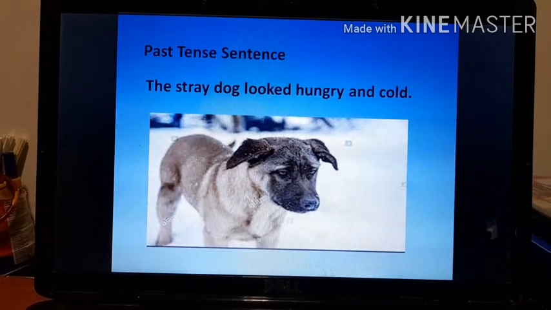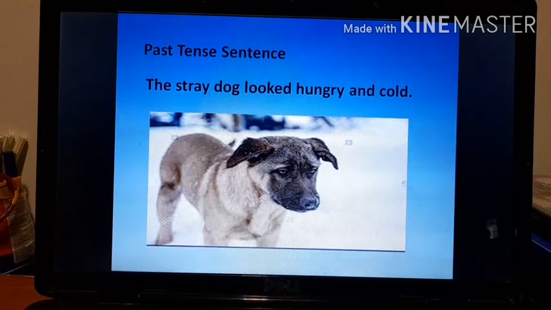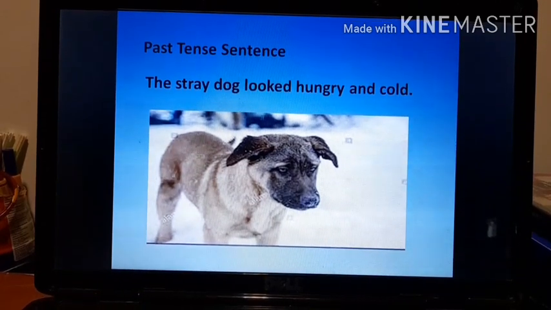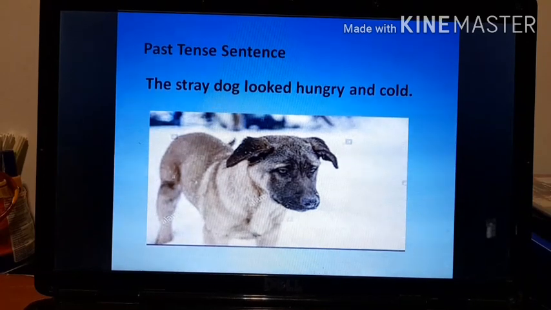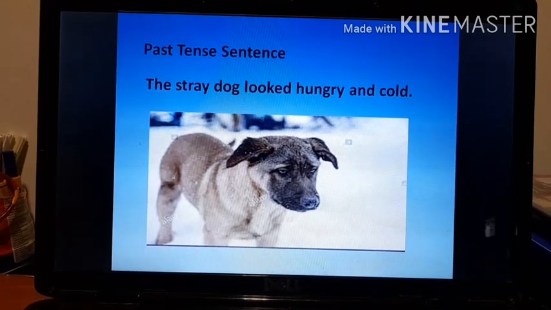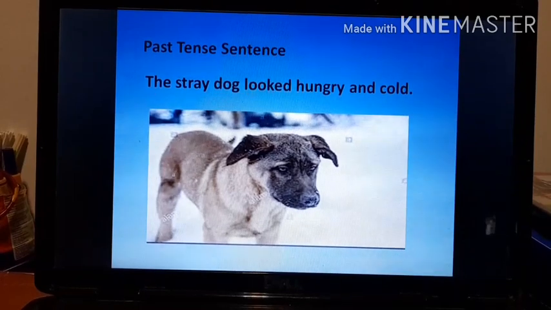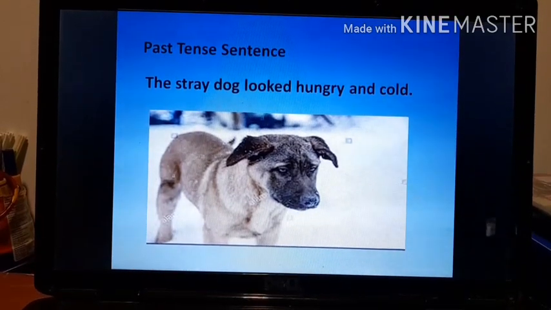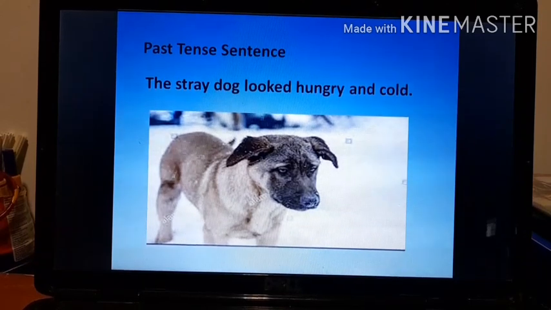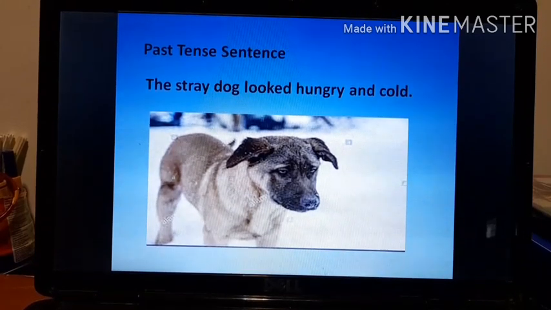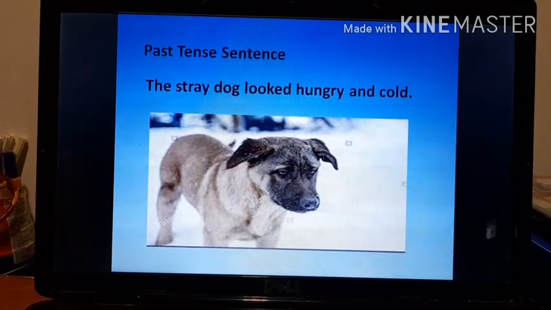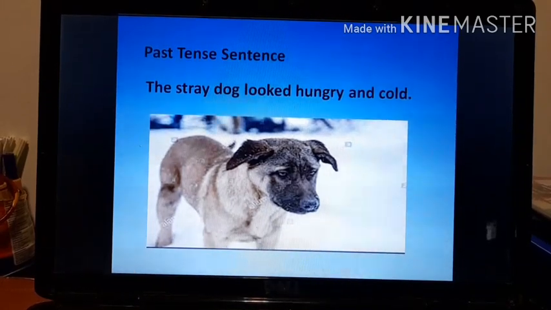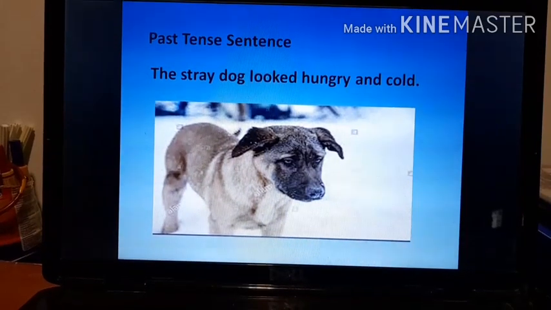See, the meaning of stray is the dogs which are not pet, means they are not living in a home, right? किसी घर में नहीं रहते हैं, जो सड़क पे रहते हैं. Those who reside on the roadside dog, that we call as a stray dog. So the stray dog looked hungry and cold. It is a past tense sentence.